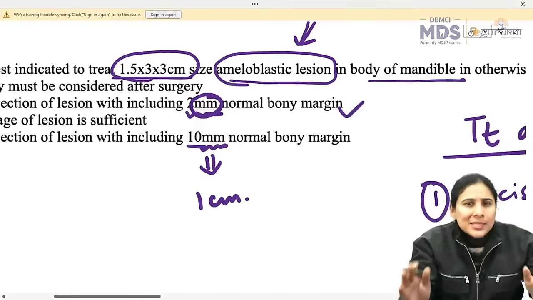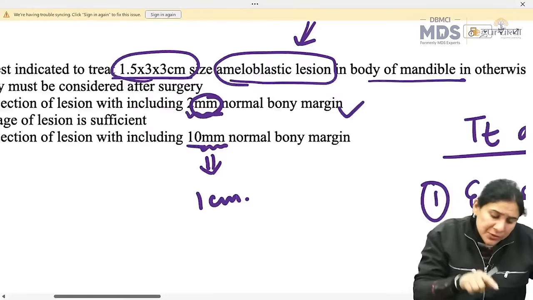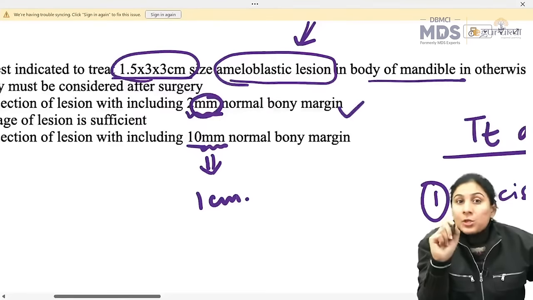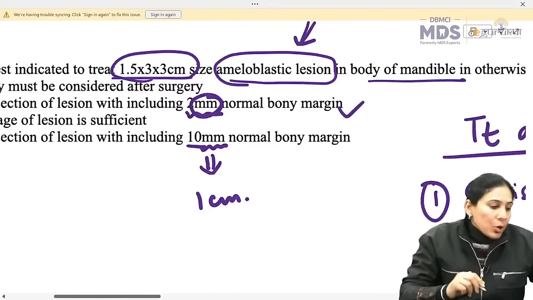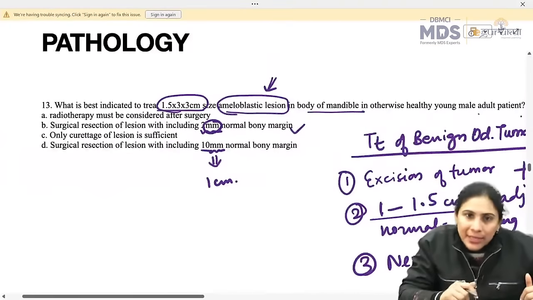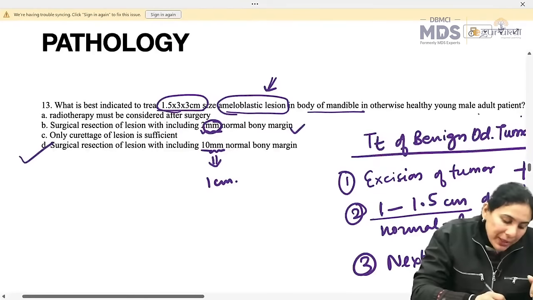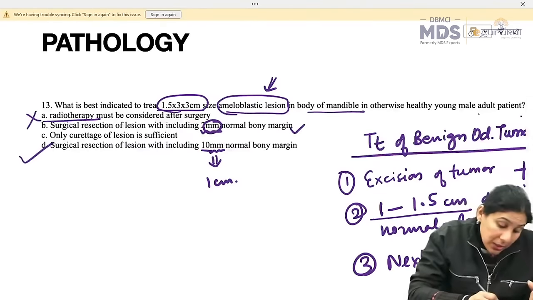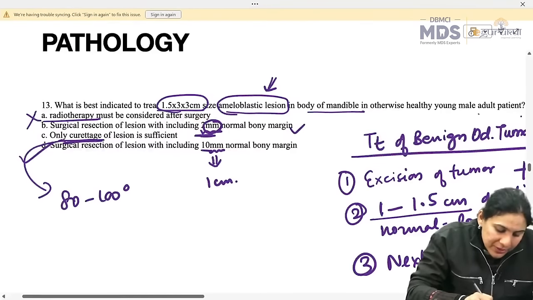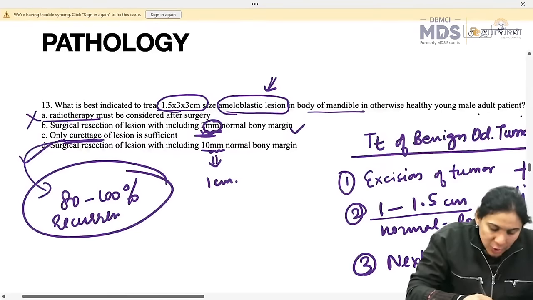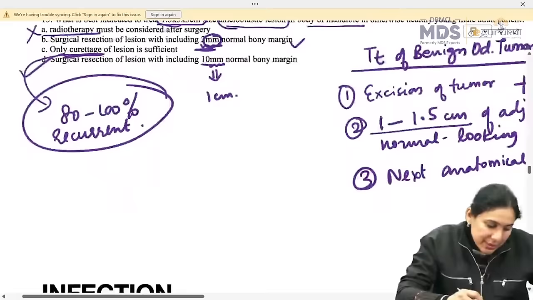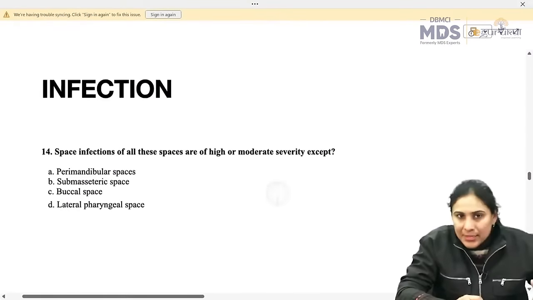Please be very relaxed in your exam. Please read all the words very, very carefully by putting a finger, putting your cursor beneath every word of the question, every word of the option. So you will never be wrong. I'm very happy all of you have answered it correctly because I've discussed this multiple times. Very good. So the correct answer is D. Radiotherapy is not a treatment for ameloblastoma. 2 mm of bone margin is very less. Curettage will cause 80 to 100% recurrence because it is not a treatment for tumors. Curettage is treatment for non-tumorous pathologies like cysts. Okay. So your correct answer is D.